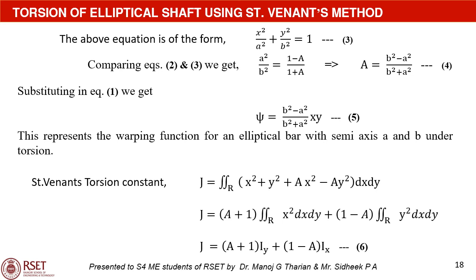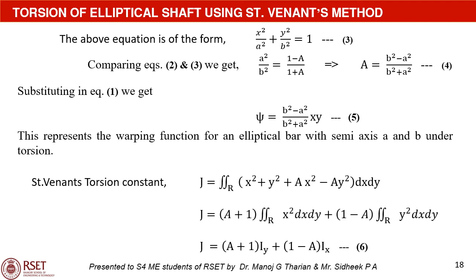The Saint-Venant torsion constant is obtained as J equal to the double integral over the region R of (x square plus y square plus A x square minus A y square) dx dy. This we obtain by substituting psi equal to A into xy in the expression for the Saint-Venant torsion constant J. We get J equal to (A plus 1) into the double integral over the region R of x square dx dy plus (1 minus A) into the double integral over the region R of y square dx dy.